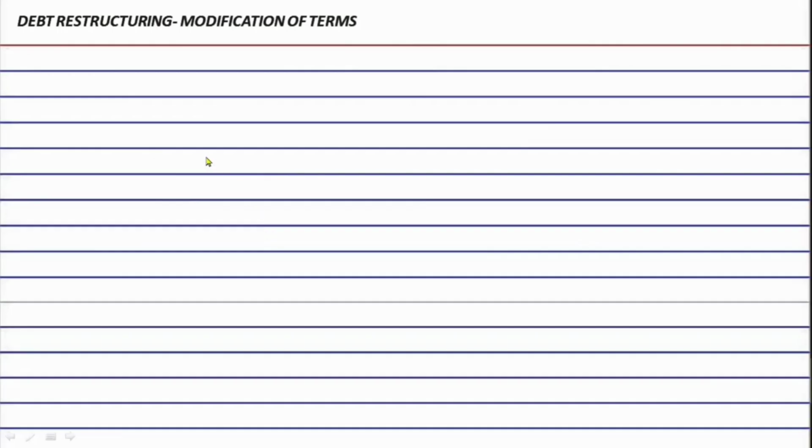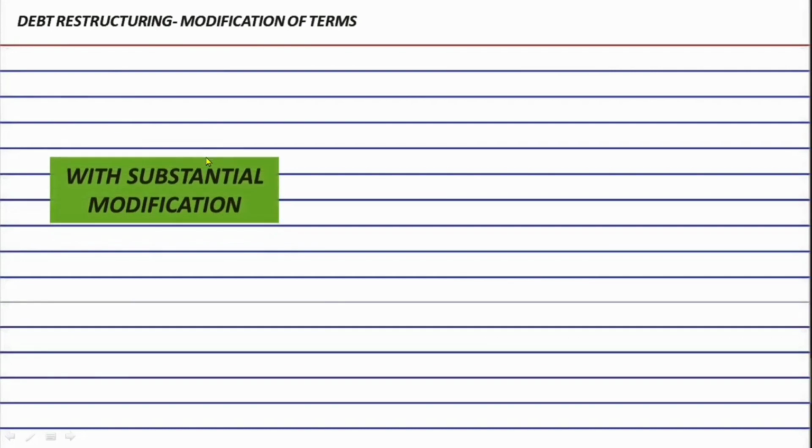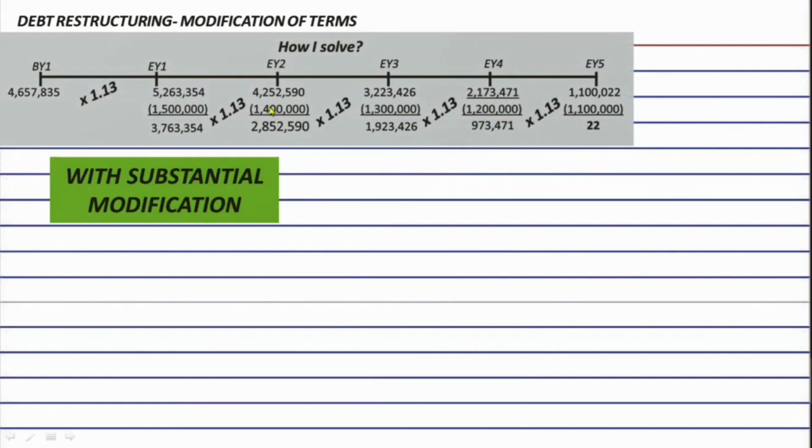So again, our topic is debt restructuring, modification of terms with substantial modification. So let's start this lecture with an illustrative problem again. So we have here a familiar timeline again. And these are the liability balances of the debtor baby G. Of course, this will be the balances if he will pay these amounts. This 1.5 million to 1.1 million.